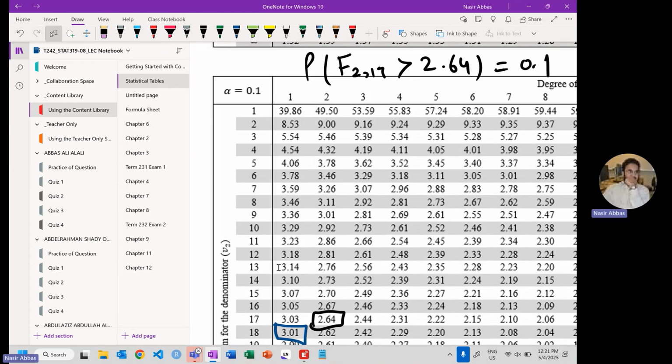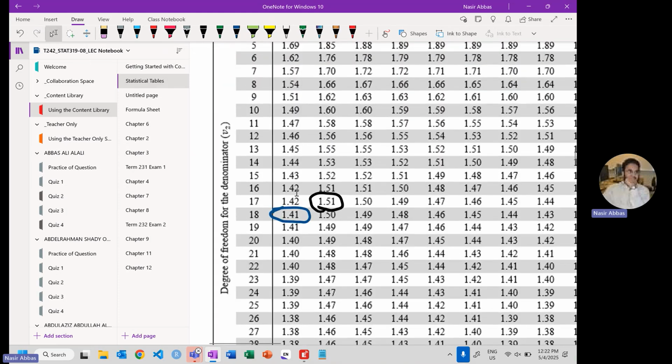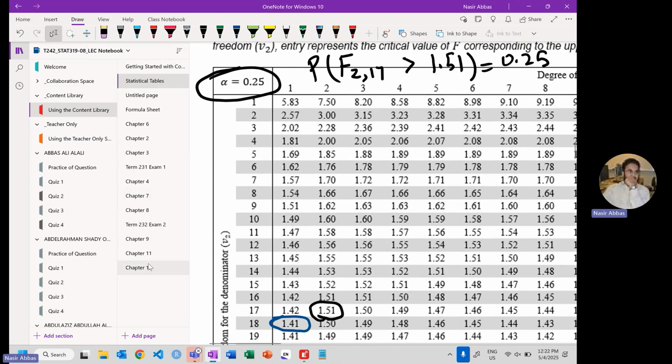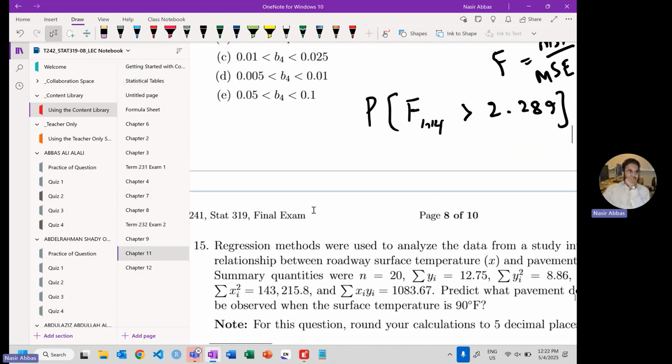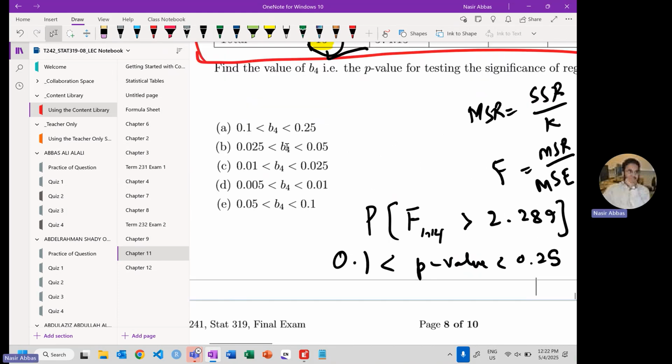So your value is in between these two, correct? So the upper area is in between 0.1 and 0.25. Your value 2.289 was in between the first F table and second F table. For the first table, the value was 0.25, and for the second F table, the value was 0.1. So the p-value is between 0.1 and 0.25, which is option A.